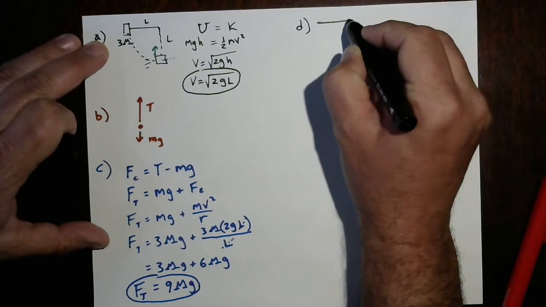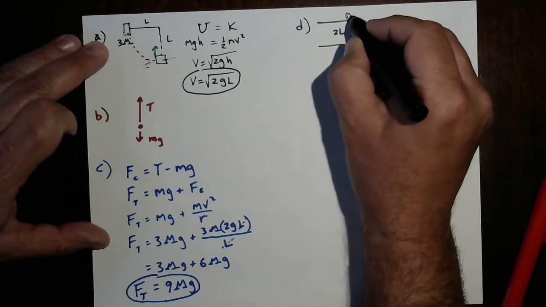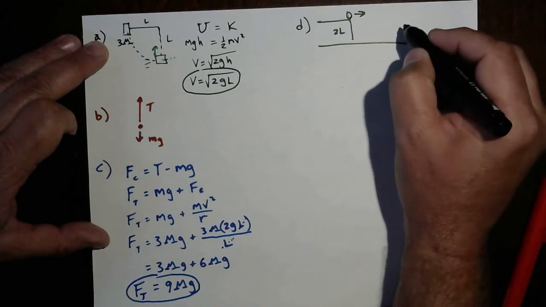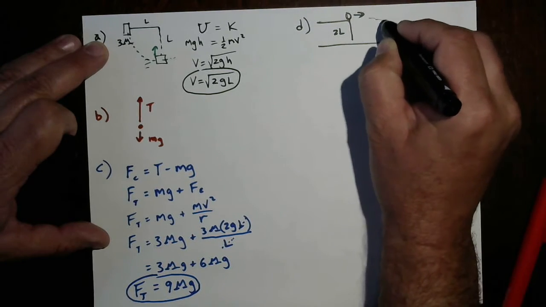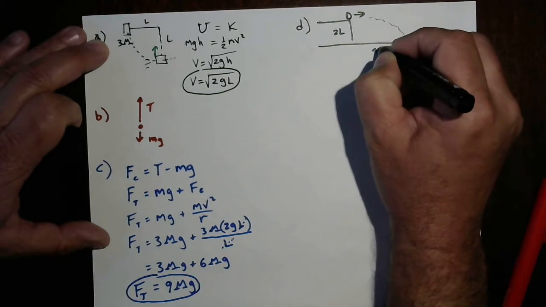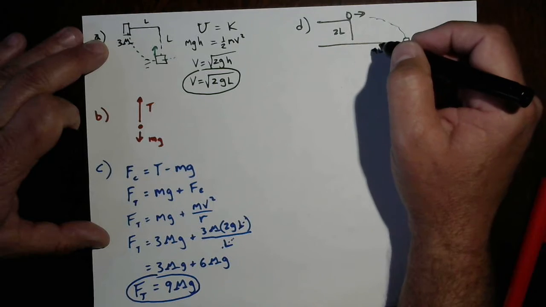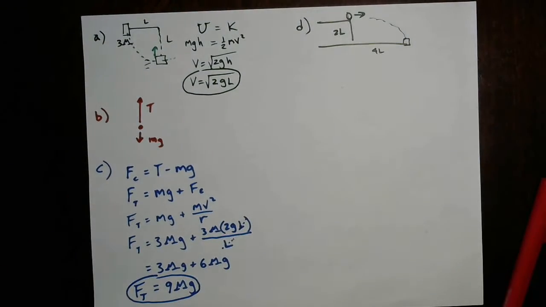We have a table and we have the floor. This distance here is 2L, and this block is going to be projected horizontally. It's going to land on the ground a distance 4L away. Now I'm going to refer to this diagram for the rest of this section here. So we need to find the time it's going to spend in the air.